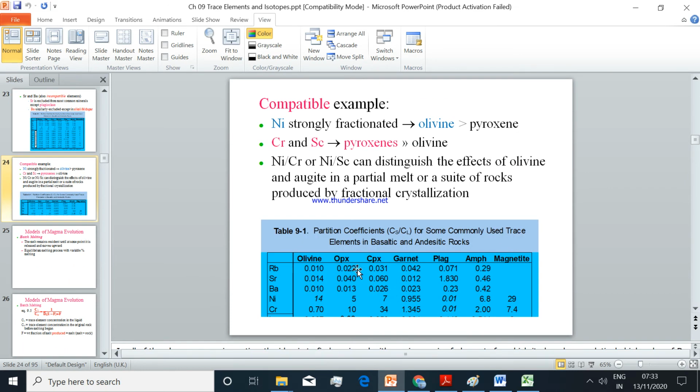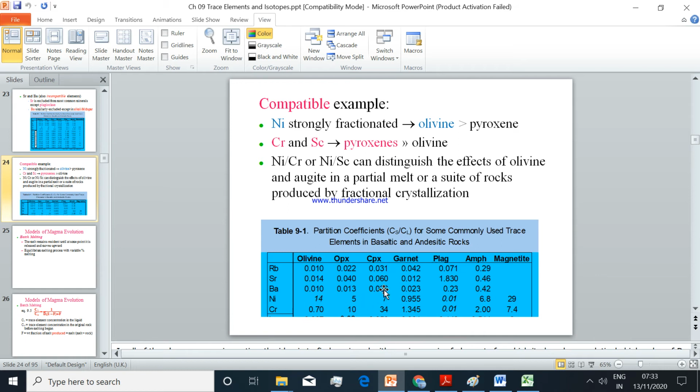And these are the partition coefficients, that is, element entering the solid versus element residing in the liquid for different minerals. And look, there are variations in terms of rubidium concentration. In amphibole, the Cs by Cl is much higher than in olivine. In case of barium, it is amphibole; barium can enter its structure. Nickel tries to partition itself into olivine in much higher concentration.